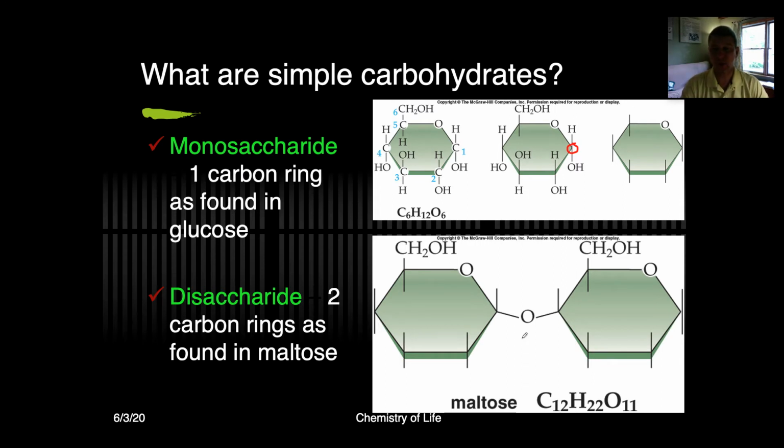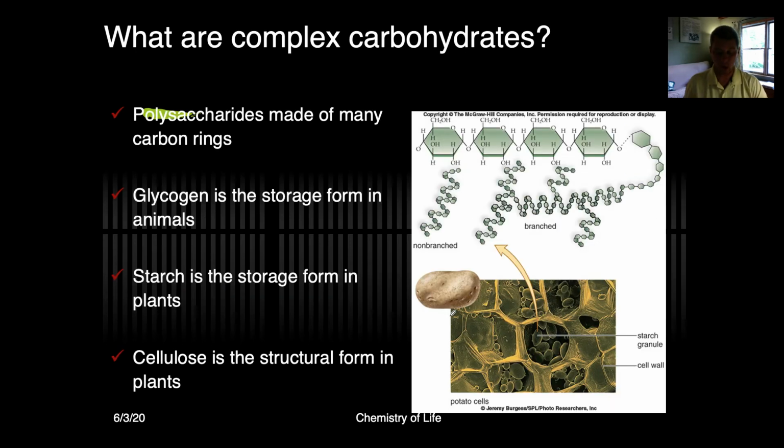And it's simply 2 simple sugars that are stuck together here with a small bond, an oxygen bridge, if you will. All right, so the monosaccharides are 1 ring of carbon atoms with all the other associated atoms. A disaccharide is simply two carbon rings with all of the other associated atoms. All right, and so this molecule is maltose.